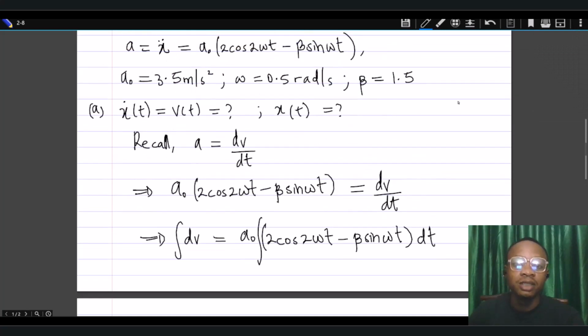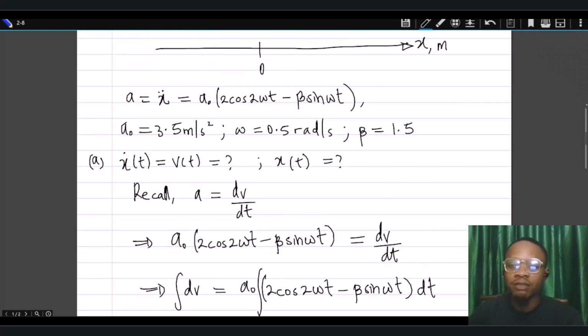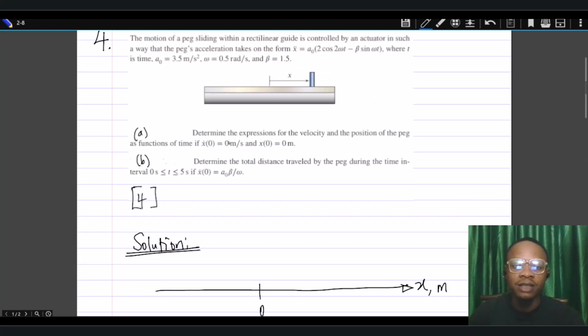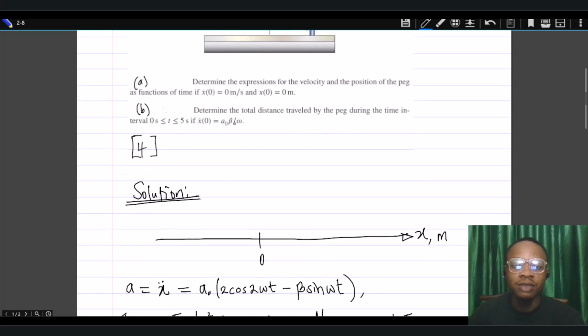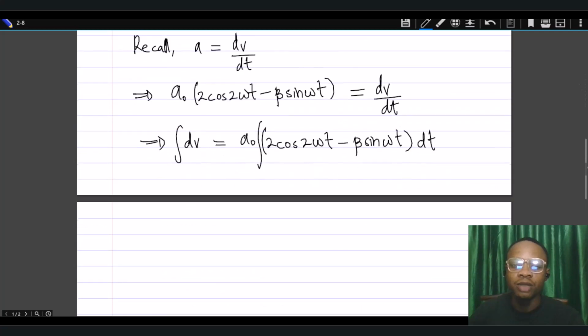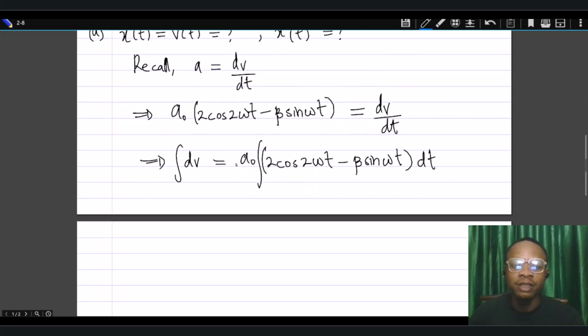So let's have a new page. We can put in the initial conditions. Don't forget that we're given these initial conditions for this problem. We're told that x dot is 0, that is velocity is 0 at time t equals 0, and x is 0 at time t equals 0. Okay, so we have that in mind when dealing with this.